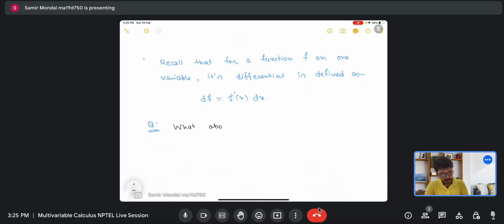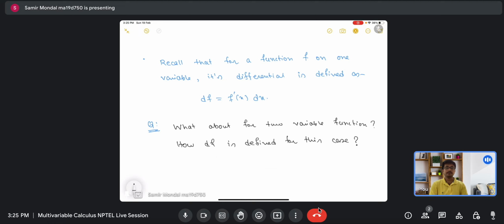What about two variable functions? How does df look, or how is df defined for this case?